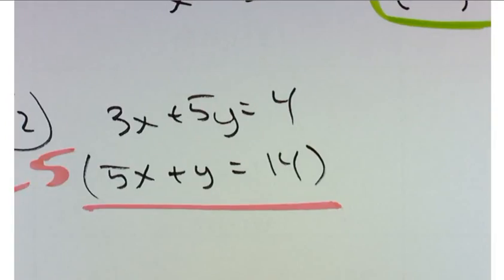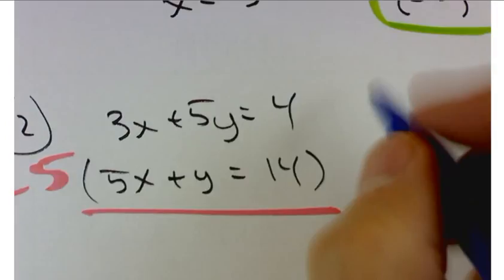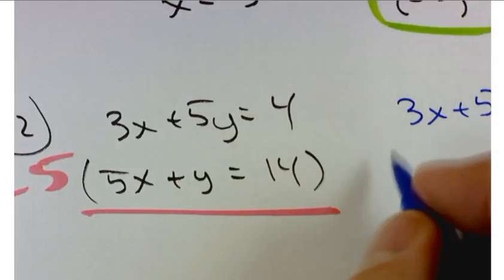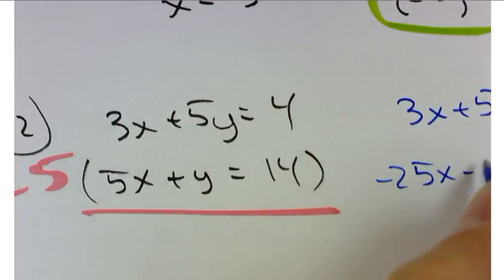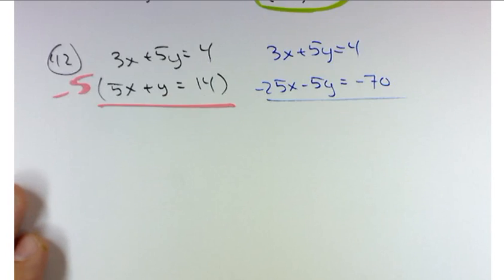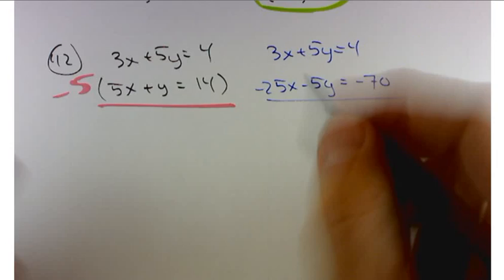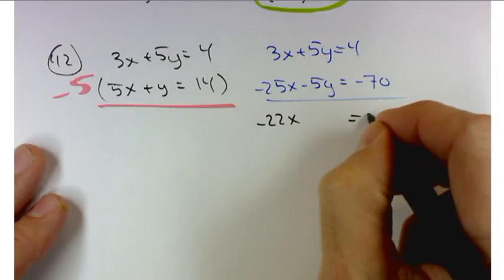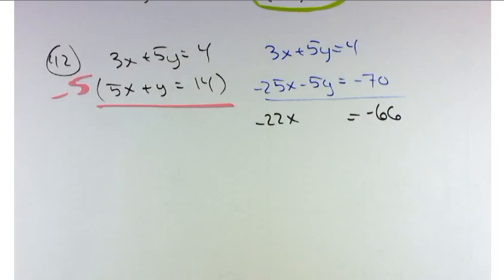And let's see what new equation that gives me. Now, I didn't change the top equation. That's still 3x plus 5y equals 4. The bottom equation is now negative 25x minus 5y equals, that's what, negative 70? When I add these two together, I get negative 22x equals negative 66. Well, isn't that special? It works out even. What does x equal? x is 3.